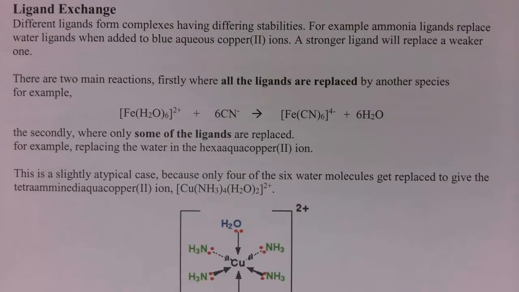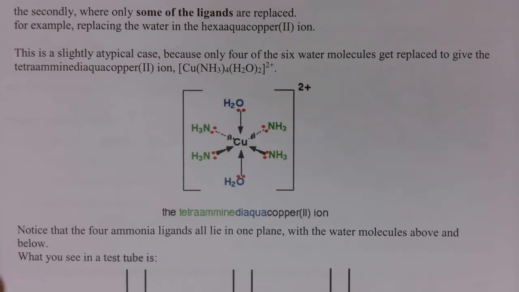The second example of these are where some of the ligands are replaced. A good example of this is the copper when it reacts with ammonia. Initially, it forms a precipitate of copper 2 hydroxide, but then if we add excess ammonia, we move on to a ligand exchange reaction where 4 of the ligands are replaced with ammonia ligands, and we get a tetraamine diaqua copper ion. Notice the amine ligands are around the centre, with the 2 water ligands above and below the plane of the molecule. This is what we call a distorted octahedron.